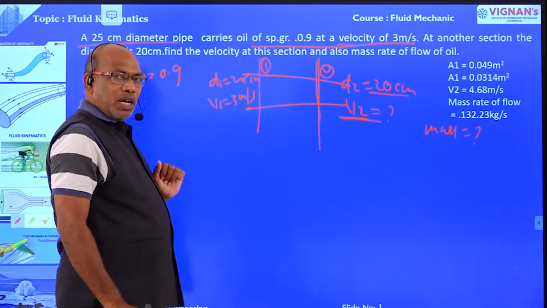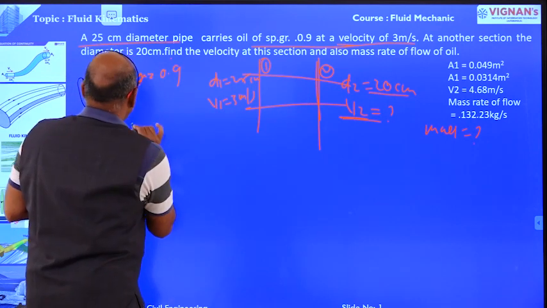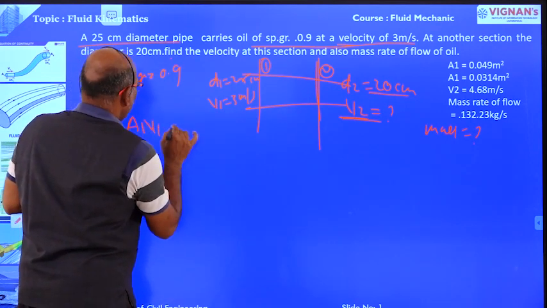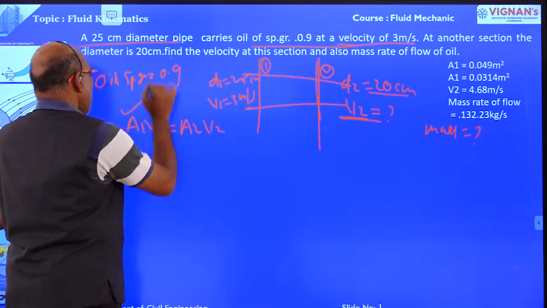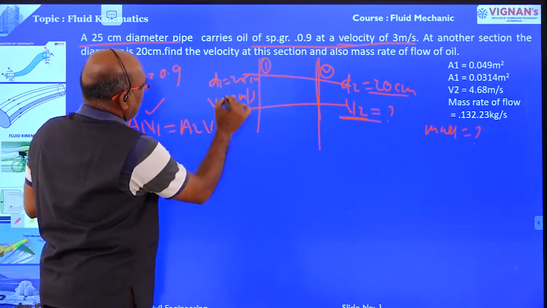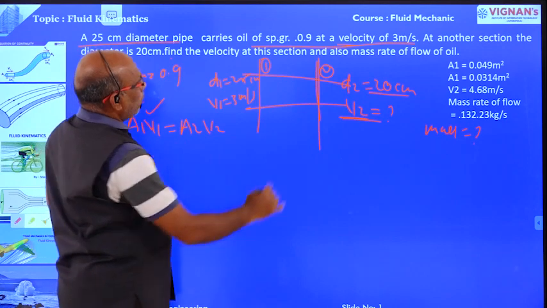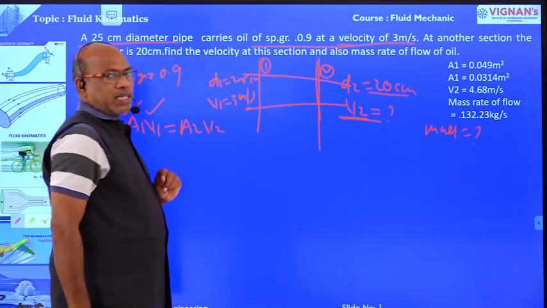Right? What is the formula? Apply the continuity equation here also: A1 V1 is equal to A2 V2. A1 means area at section 1-1, V1 means velocity at section 1-1, A2 means area at section 2-2, V2 means velocity at section 2-2.